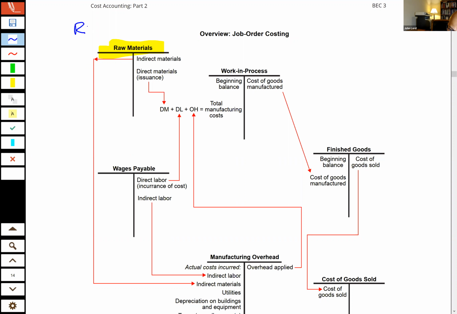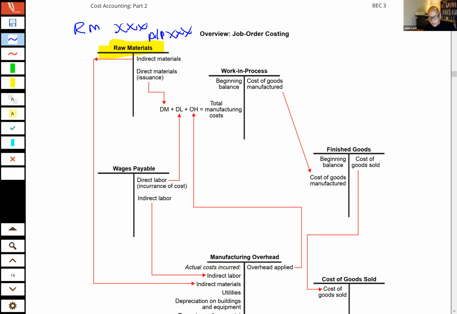Okay, and credit, say, accounts payable, right? Because we're buying those raw materials, we have to pay for them. We could credit cash, credit accounts payable. Okay, now as we use raw materials, of course, we credit raw materials.